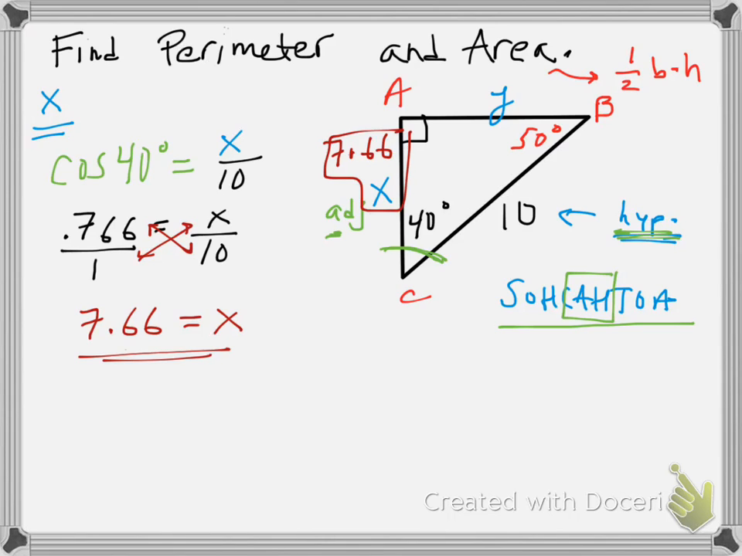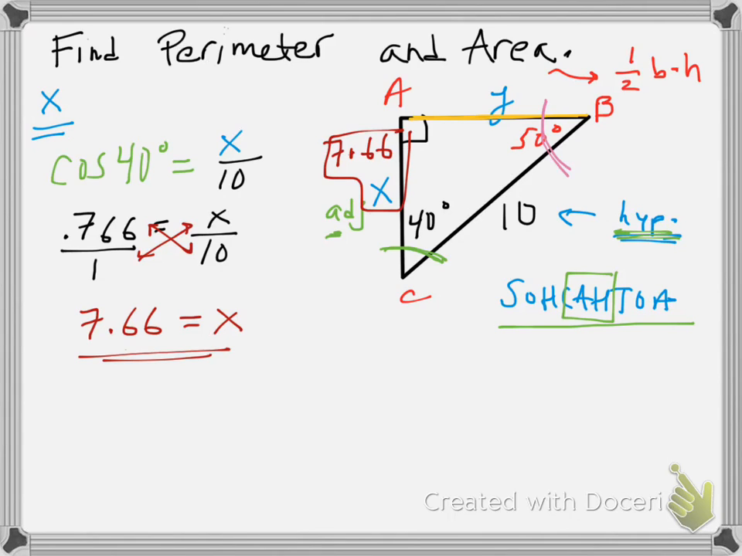Well, we're almost there. We still need y, right? We're still missing this side over here. Well, there's a variety of ways to go. You could use the Pythagorean theorem, right? y squared plus 7.66 squared equals 10 squared. You could do that, nothing wrong with it. I'm going to stick to trig just because I think practice will help us here. And this time I'm going to use the 50-degree angle.